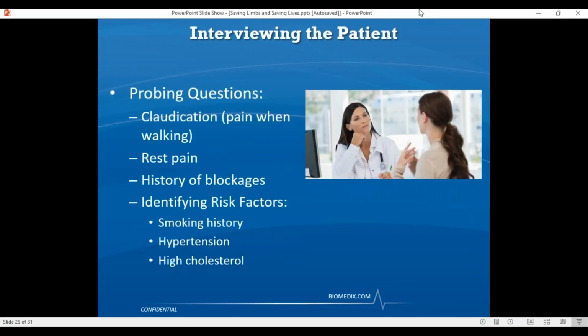The questionnaire also gives you the opportunity to ask your patient some probing questions. Do they have leg pain after walking? Do they have pain while resting? Do they have a previous history of blockages? Do they have a history of smoking or hypertension or high cholesterol?